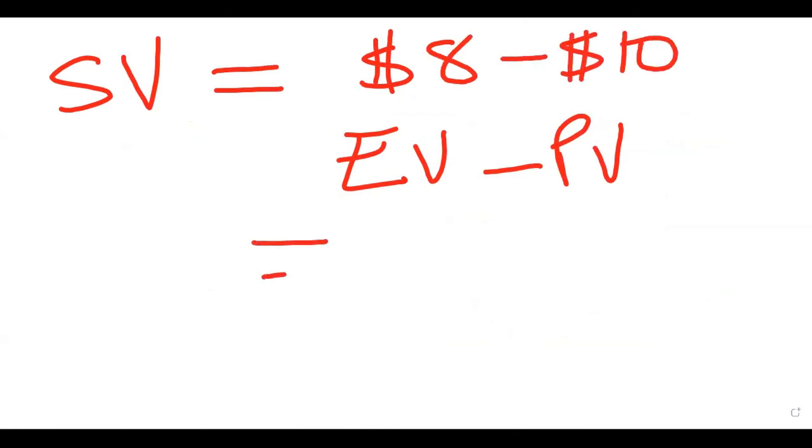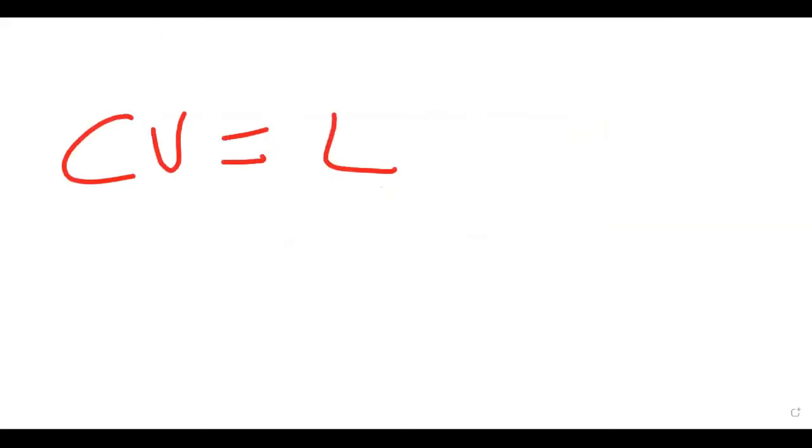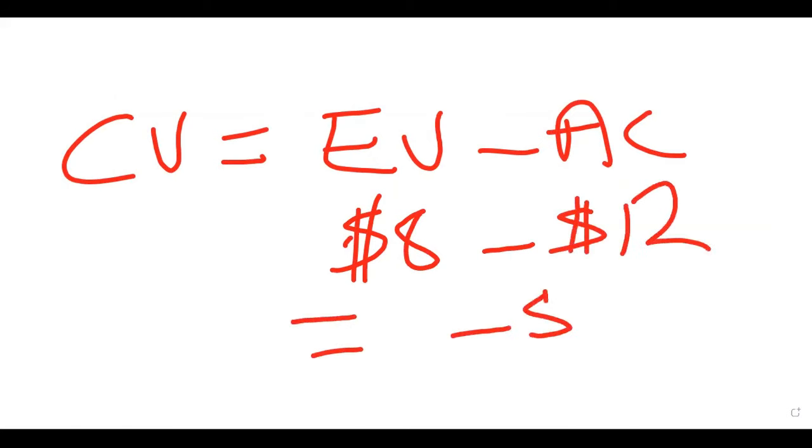Then in this case, you can see you got a negative, minus $2. That means you are behind schedule, right? That's what that means. Okay, let's go to cost variance. In the cost variance example, cost variance is earned value minus actual cost. If your earned value, again, let's say it's $8 and your actual cost is $12, your cost variance is minus $4. See that? That means you are $4 over budget.